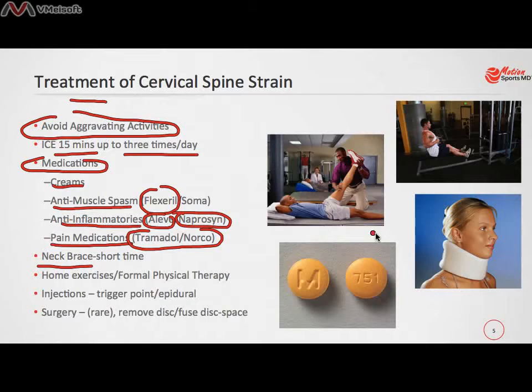Some neck braces can also be helpful, so you don't want to put them in it for a long time, but some short-term neck braces are helpful. Home exercises, as seen with rows, are really good for reinforcing good posture, or formal physical therapy, as seen in this picture. We can also give injections with steroids to help reduce the inflammation in that area. Some surgery would be helpful only in severe refractory cases when it's really not getting better, and usually seen in herniated discs.